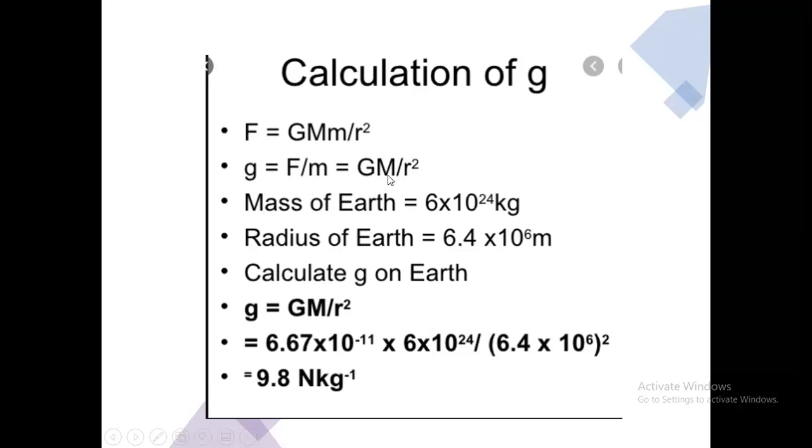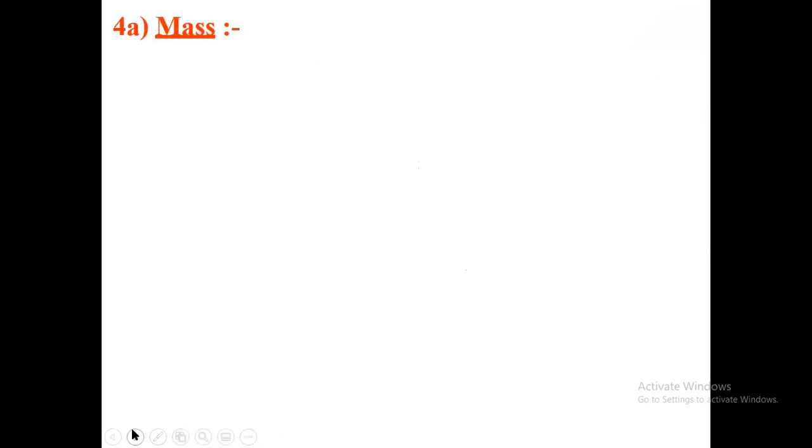Mass of the earth, that is capital M, is 6 into 10 to the power 24 kilograms. Radius of the earth, that is r, is 6.4 into 10 to the power 6 meters. So if we want to calculate the value of g, then g is equal to GM upon r square. The value is 6.67 into 10 to the power minus 11 into the mass of the earth, that is 6 into 10 to the power 24, upon the radius of the earth, that is 6.4 into 10 to the power 6, whole square. Then we will get the value 9.8. So the value of g is 9.8.